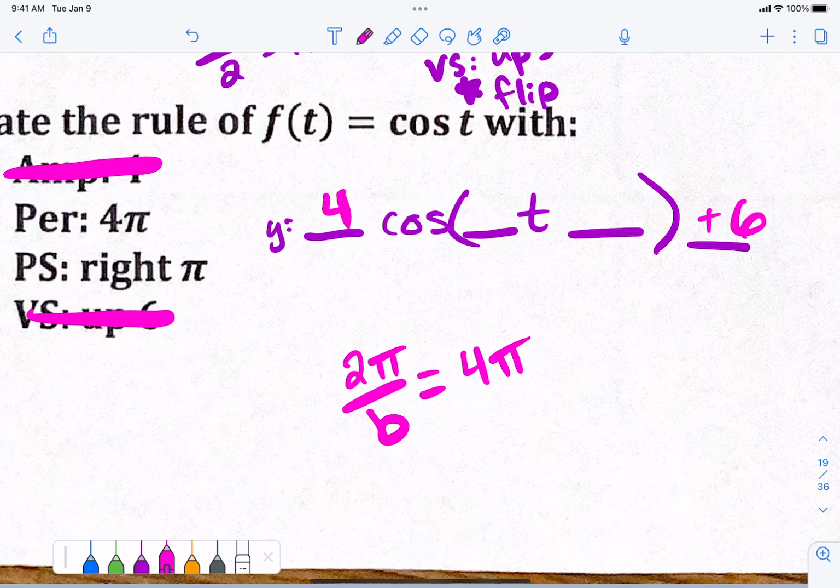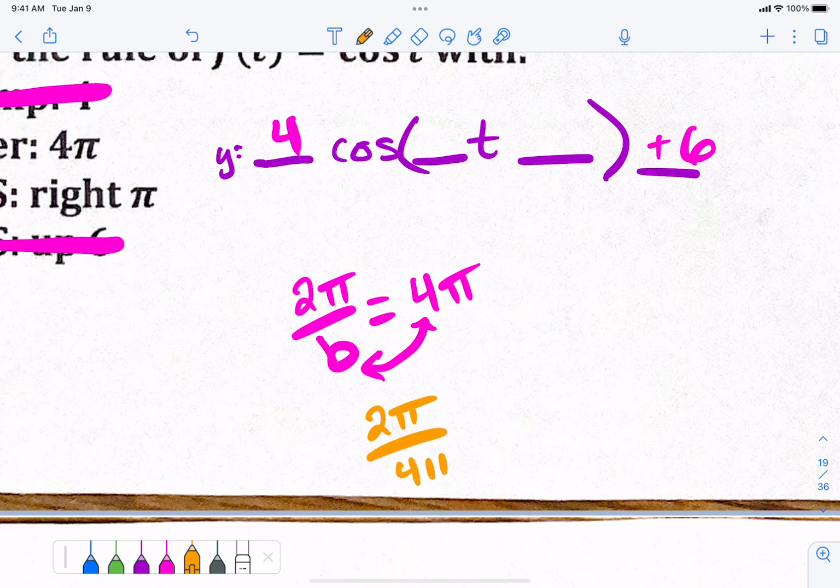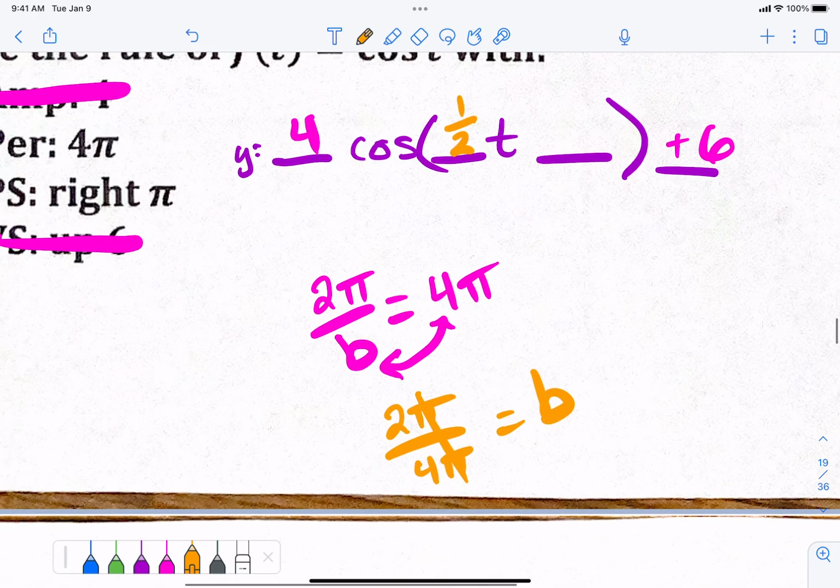All right, how would you like to solve for b? If b is in the bottom, let's just flip these two, right? Can we do that? So 2 pi over 4 pi equals b. The pi's cancel. What's 2 over 4? That's 1 half. That goes here. Okay? All right, now next.